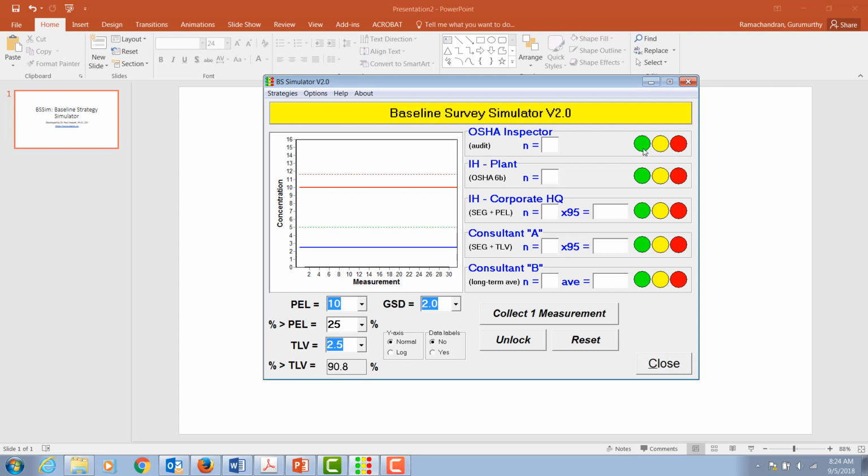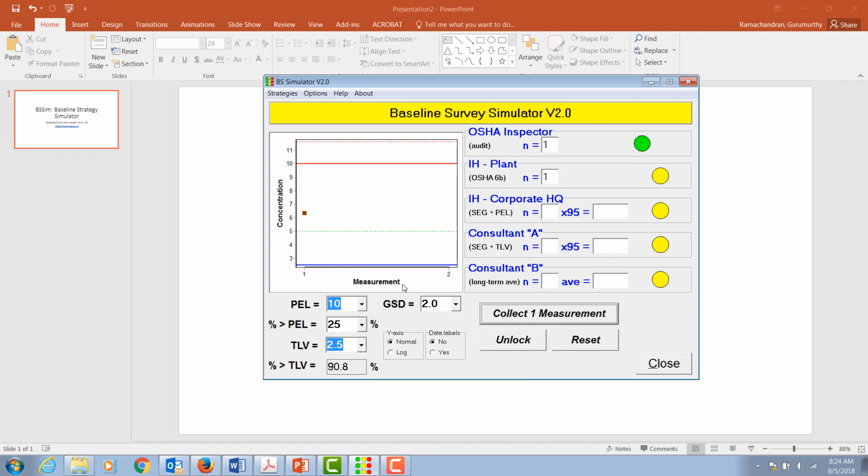The green essentially means that it's an okay strategy, that it's an okay scenario, or an acceptable scenario. Yellow means we are still undecided and we need more data. And red means it's a clearly unacceptable scenario. So now let's go ahead and collect one measurement.